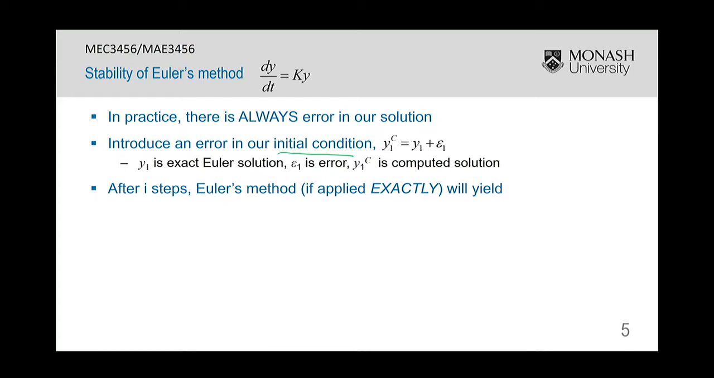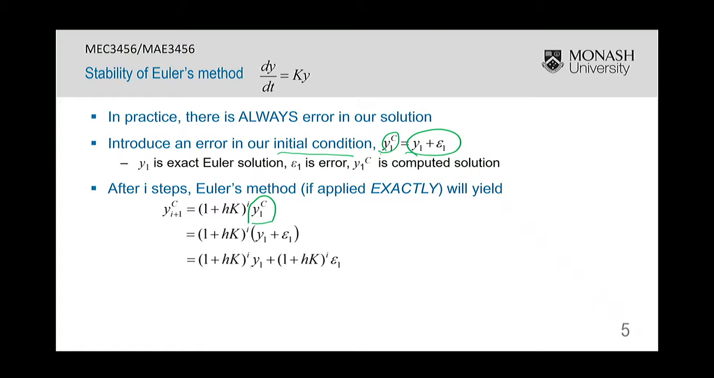So after i steps, if we apply Euler's method exactly to this initial condition here, y1c, y(i+1)c will equal (1 + hk) raised to the power i times our initial condition. But we know that our initial condition here is just given by y1 plus our error term, so let's substitute that in. Then let's split these into two terms: (1 + hk)^i times our initial condition y1, plus (1 + hk)^i times our error term.